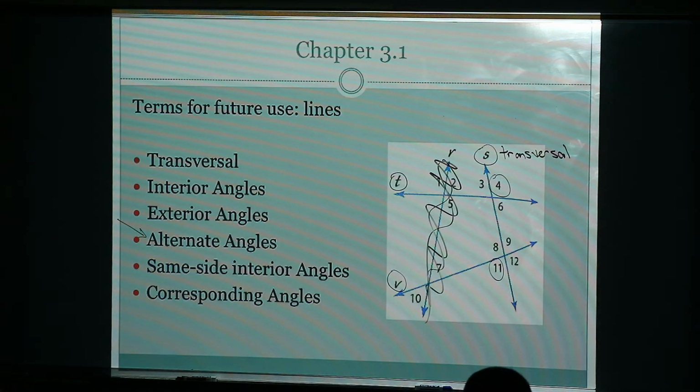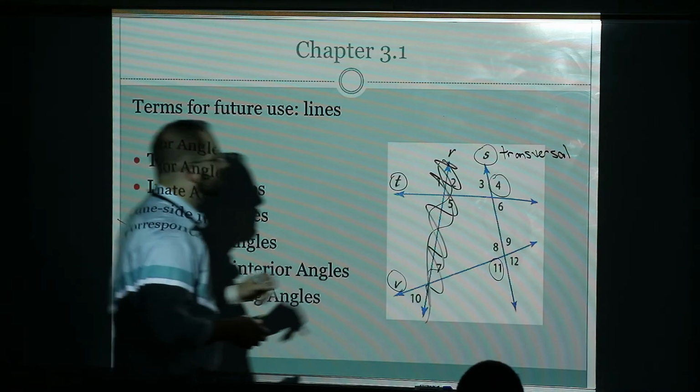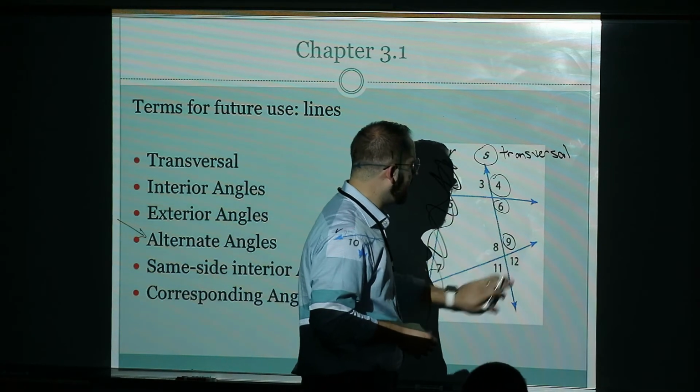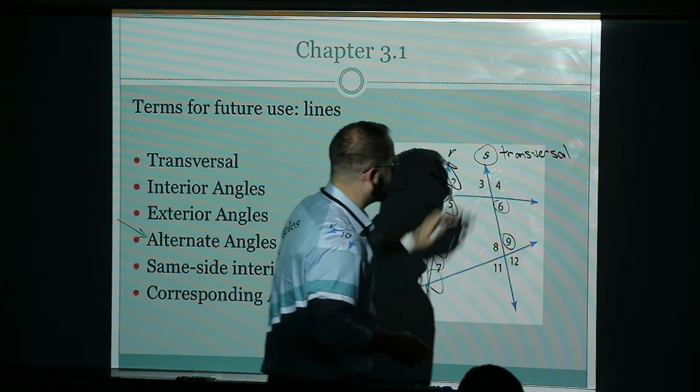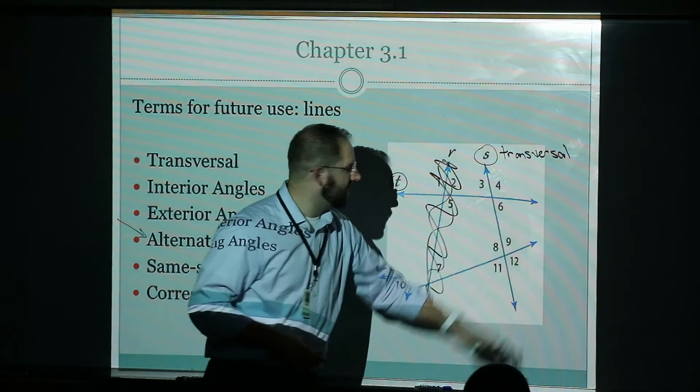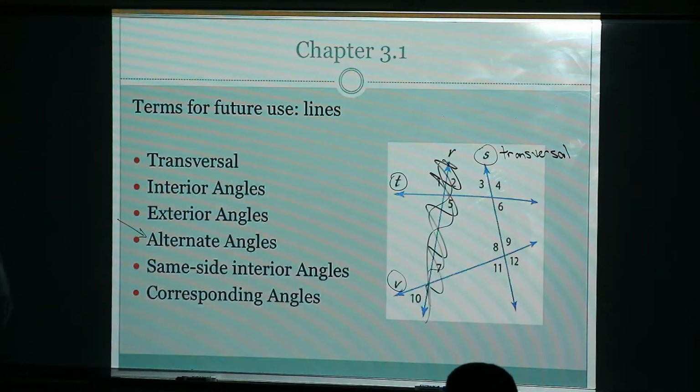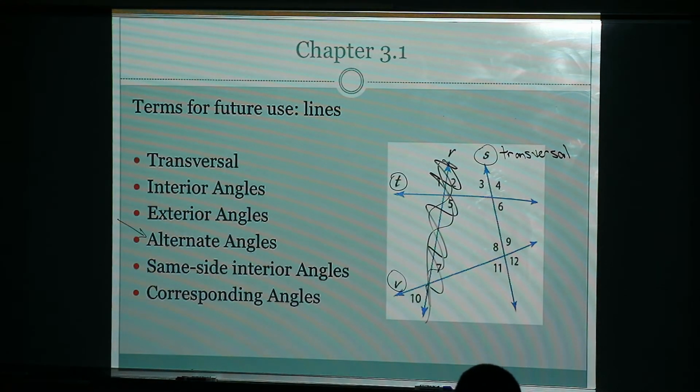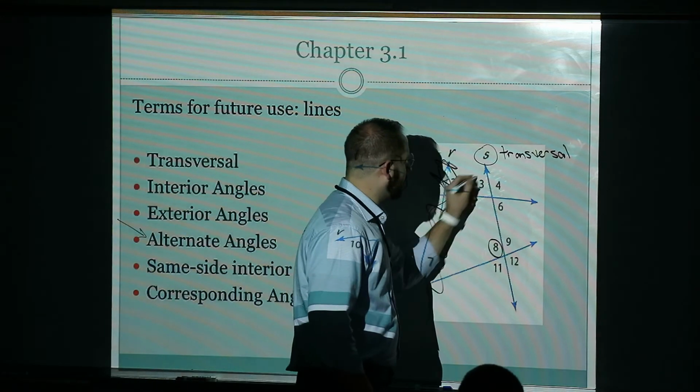Okay, that's good. Can somebody give me same side interior? Okay. England, what do you got? 6 and 9. Okay, these are same side interior, right? 6 and 9. Now, the dreaded one, corresponding. Mitch, what do you got? 8 and 3. 8 and 3, okay? I don't know why, but it just really messed with people.